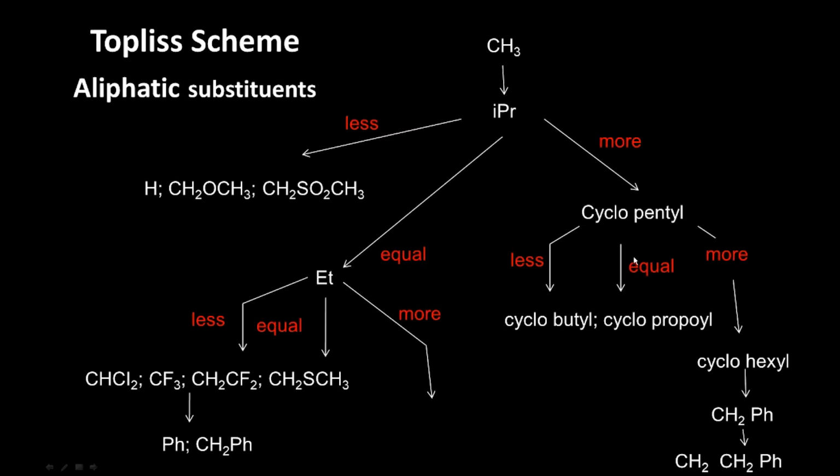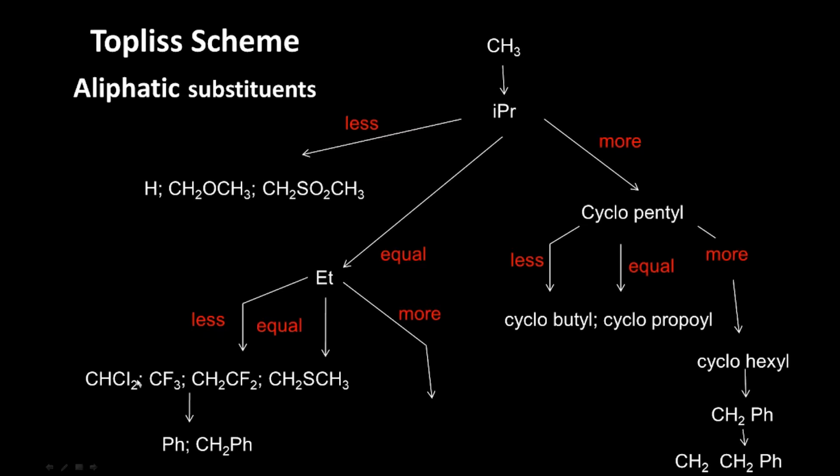But if the activity doesn't change after cyclopentyl, you may go to cyclopropyl. If the activity decreases, you reduce from pentyl to butyl, cyclobutyl. This is the logic here. Now when you put isopropyl, there is no change in the activity. Okay, that's equal. So what do we do?